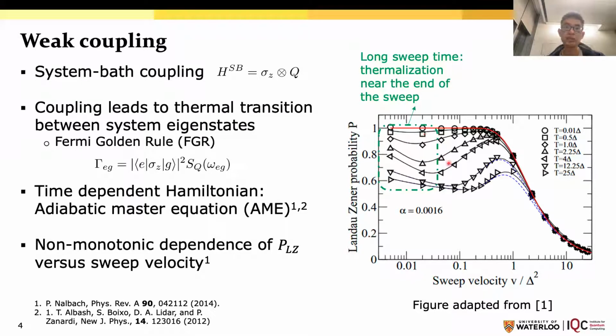And these two thermalizations occur at different time scales because we are considering sigma z coupling, and sigma z coupling couples the two states more strongly near the gap. Hence, thermalization near the gap is faster than at the end of the sweep.